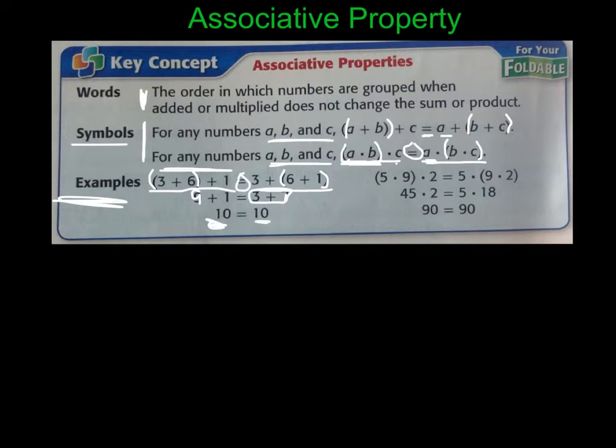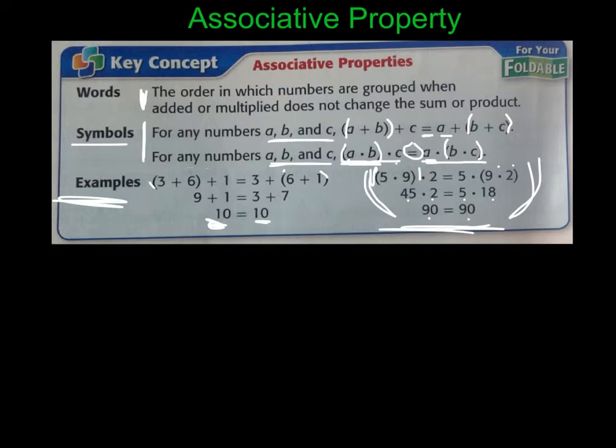I kind of made a mess out of that, but here I'll erase it there so you can see what that looks like. So that's the same. And the same holds true with the multiplication here. Okay, depending on which way you group them, it's not going to change your answer. Okay, so here I do the 5 times the 9 first. I get 45. Times 2 is 90. And here if I take 9 times 2 first, and that gives me 18 times 5 equals 90.